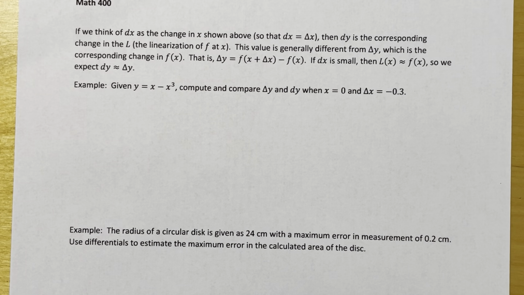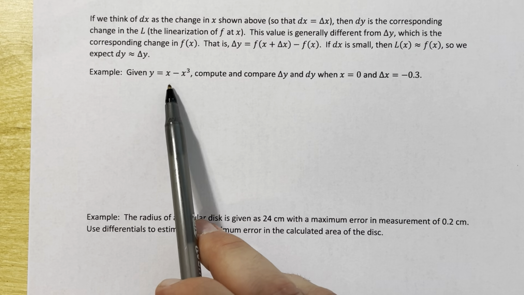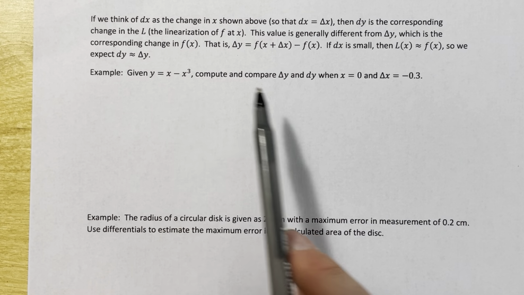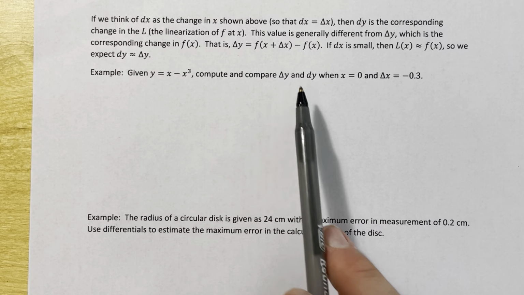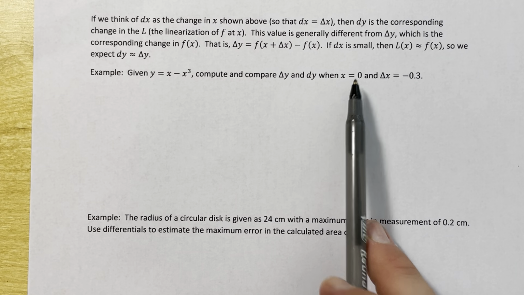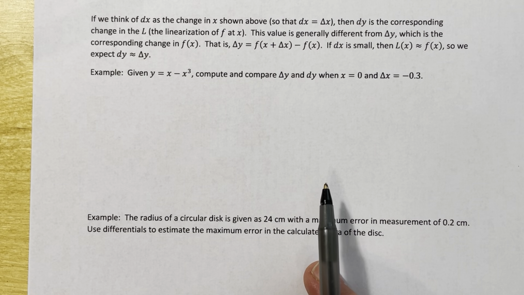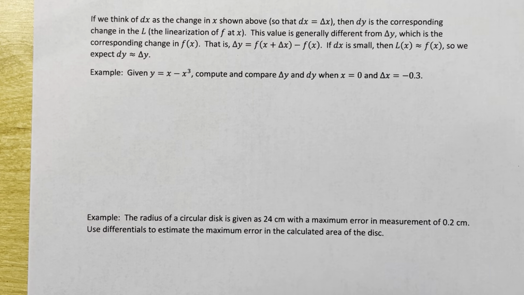Let's do a couple of examples where we use this. We may be able to wrap up this section in one video. I'm not sure. So let's suppose we have the function y equals x minus x cubed. We're asked to compute and compare delta y and dy when x is equal to 0 and delta x is equal to negative 0.3. So the first thing we want to find is delta y.